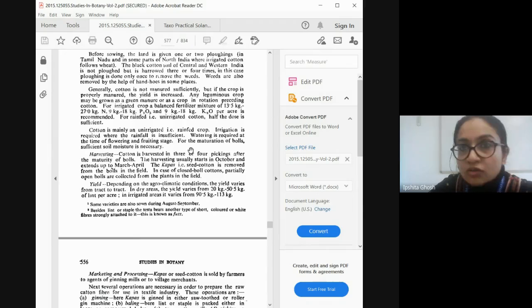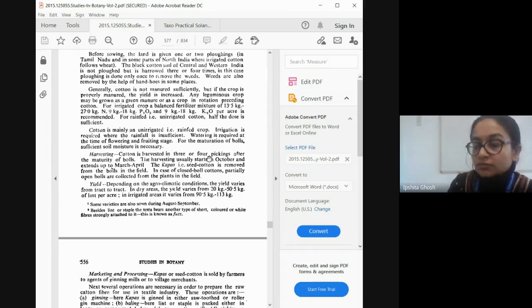All fruits and vegetables have a particular harvesting season. For cotton, the harvesting usually starts in October and ends in March or April. This is also important. Harvesting means to collect the required material from the plant in large quantity, for industrial use or for your personal use. So this is done in the month of October.